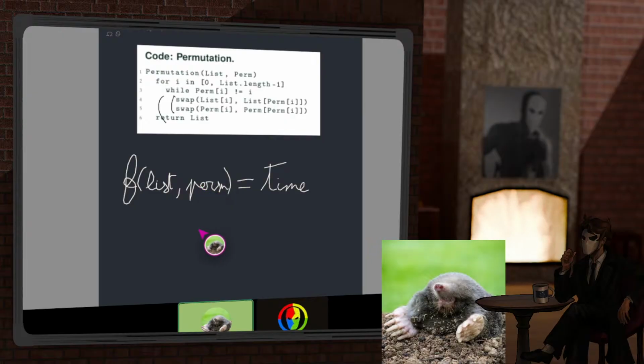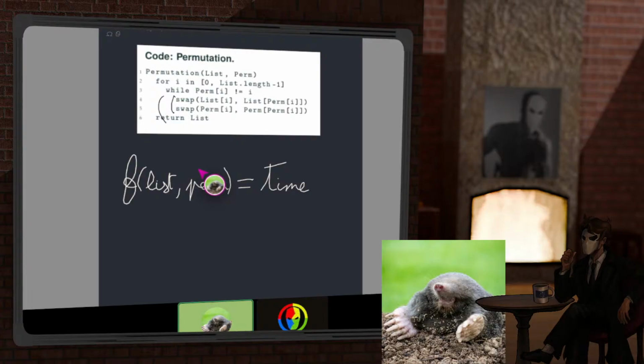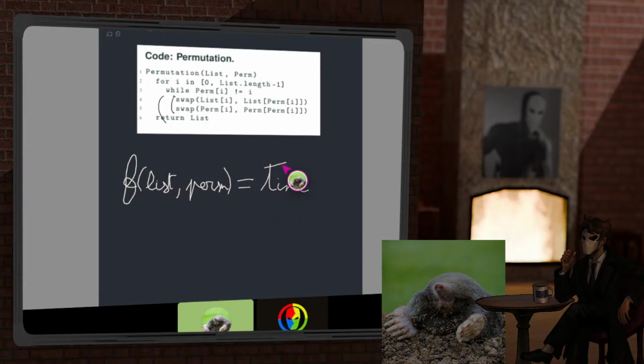Also, a function done like this is a bit hard to compare to other functions. We have multiple inputs, and we don't really know how the function depends on these inputs. It's very hard to define.